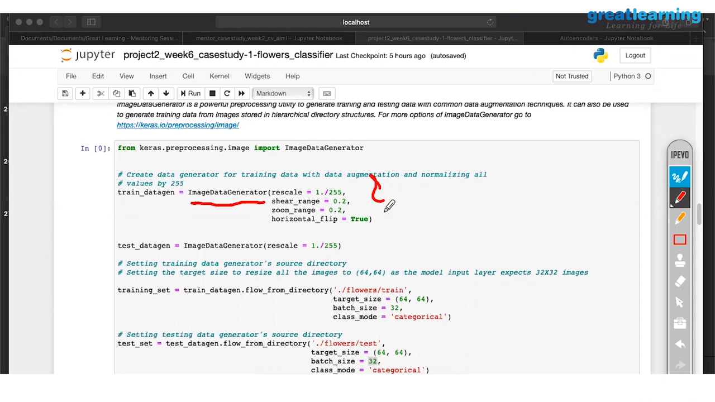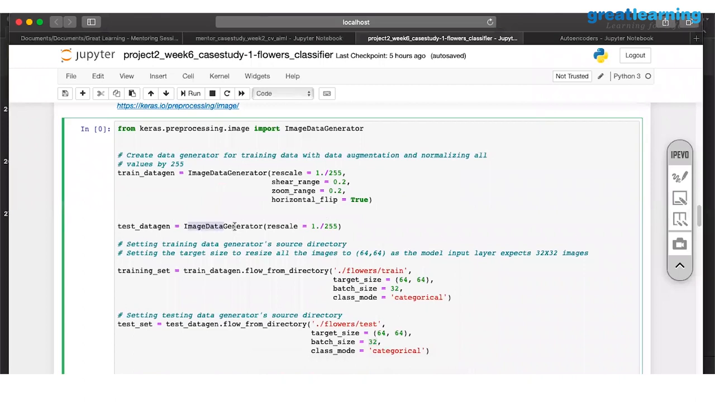Some of the important ones are rescaling the image, rotating the image, zooming the image, flipping, horizontal flip, vertical flip, all those things. So this is the way you can create augmented images if you are not happy with the size of your data. Same thing, you can do it with your test data also.